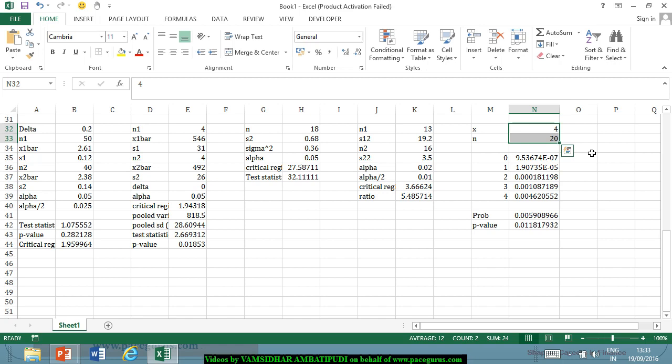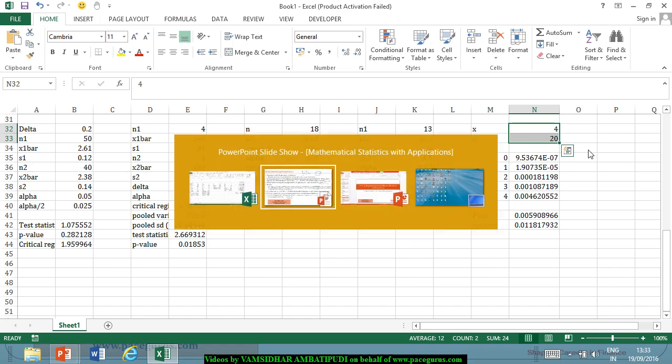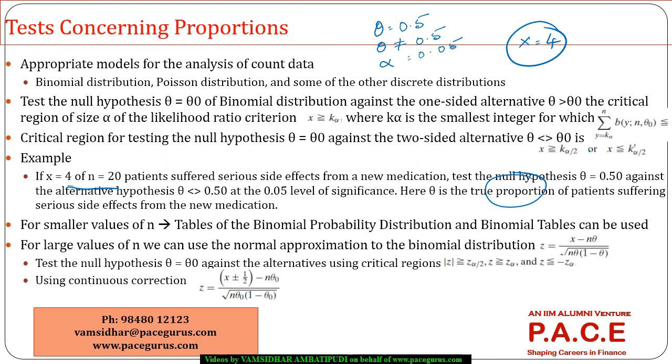So theta cannot be 0.5, it's very much away from 0.5. This kind of mechanism I can follow when I am doing a binomial distribution based test for proportions. For smaller values of n, there are tables associated with the binomial probability distribution. But if the n values are going larger and larger, then I cannot use the binomial tables. Rather, I can very well use the normal approximation to the binomial distribution.